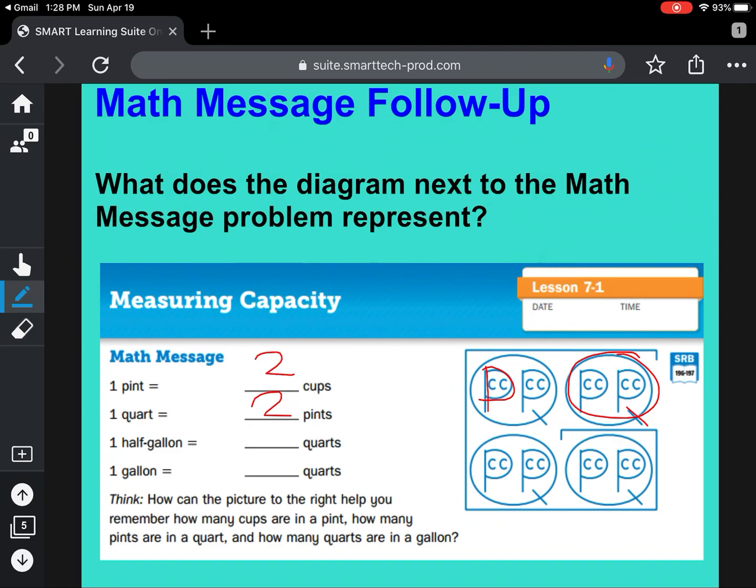Well, the big G represents a whole gallon. So a half gallon, you could just divide that gallon in half. So in half of that G, how many quarts, or how many Q's, do you have? And you should have said 2. Then in a whole gallon, the entire G, how many quarts or Q's do you see? You should have said 4.